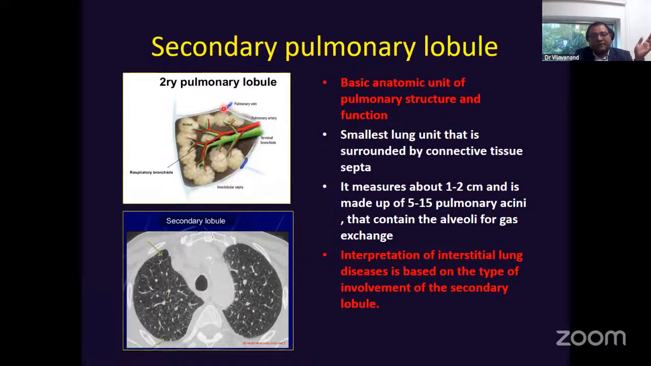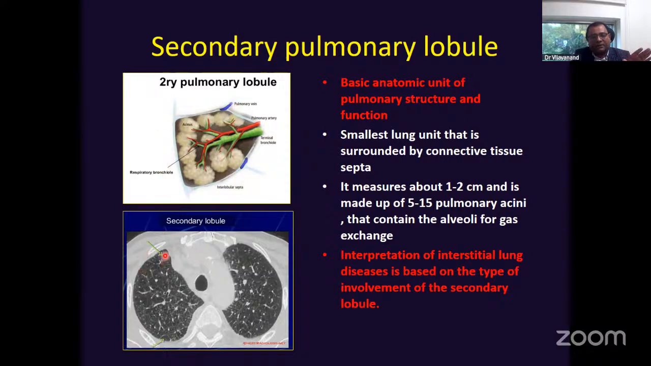So what is exactly a secondary pulmonary lobule? As you can see here, this is the pictorial and anatomical representation of this pulmonary lobule, where you can see a terminal bronchiole, pulmonary artery, interlobular septum. This is the pleura on the lateral aspect, and the pulmonary vein along the interstitium. This is taken from the lung.